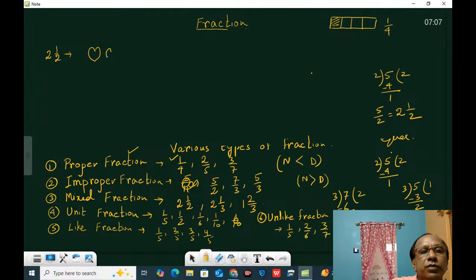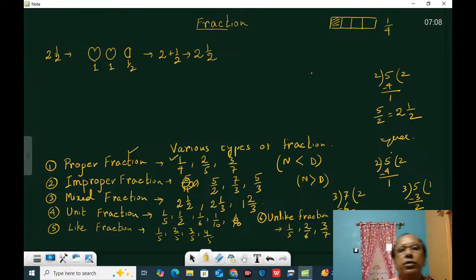One apple is this one. One plus this is 1. This is 1, 2 apples. And this is half of an apple. That is half. That is 1 plus half. That is 2 and a half. That is 2 plus half. And that is, you are going to find 2 and a half.